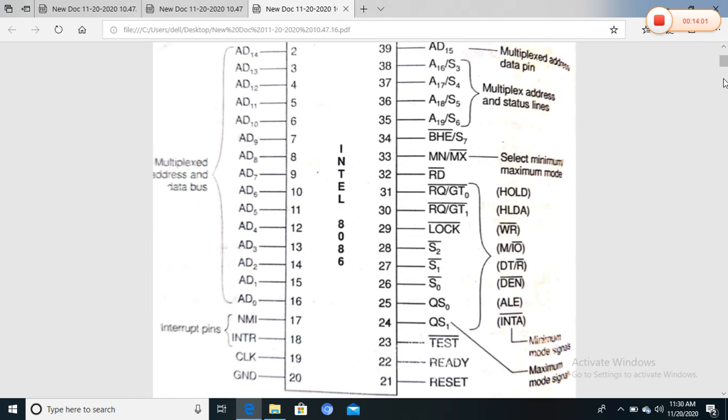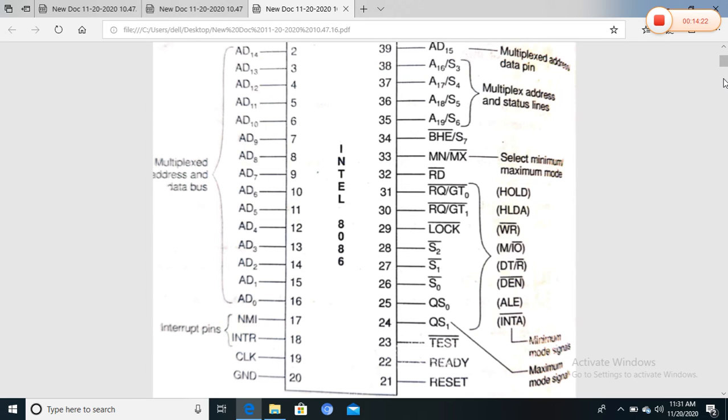This is an acknowledgement from the slower IO devices or memory, and when this pin is high, it indicates that the device is ready to transfer the data. For that purpose the READY pin is used.